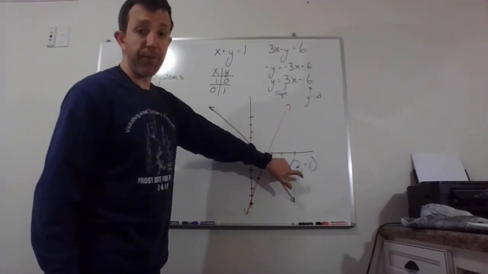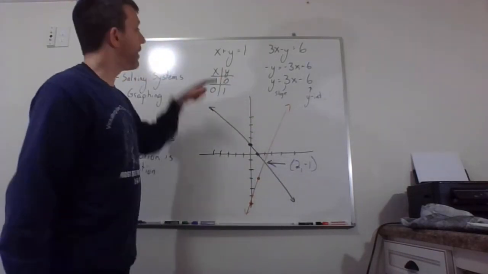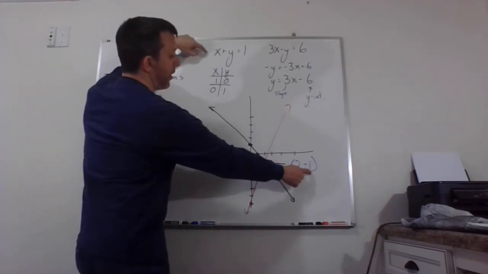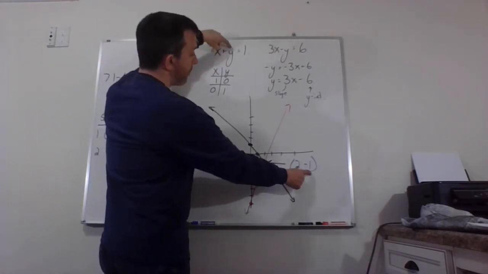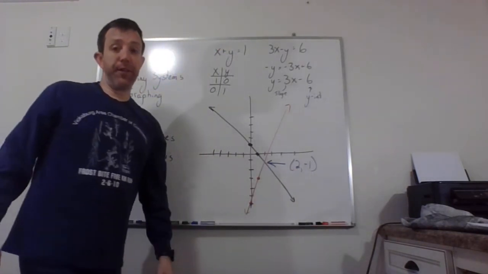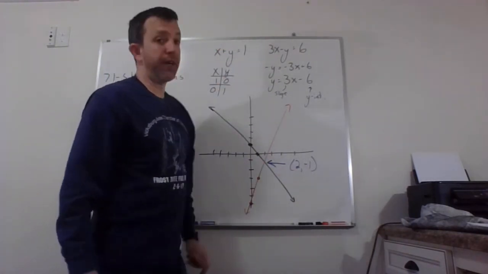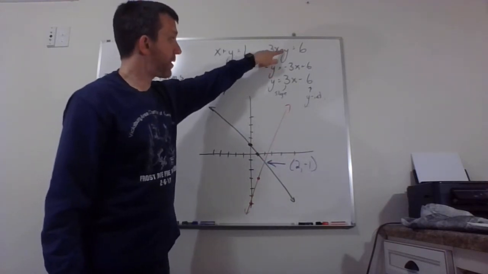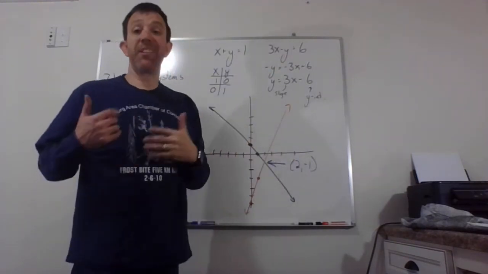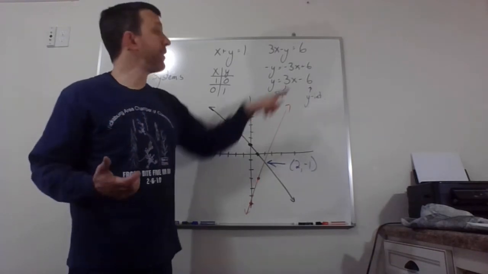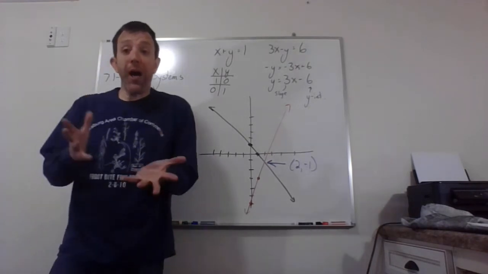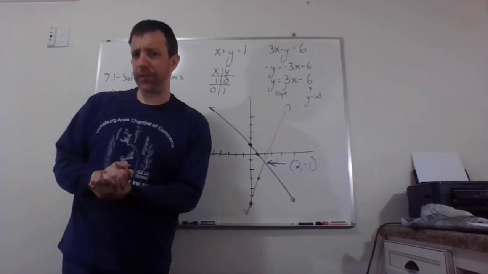This point should work for both. If you plug it back in, it works just fine here. If x is 2 and y is negative 1, 2 plus negative 1 does equal 1. No big deal there. But if you come over here and you plug it in, 3 times 2 is 6. 6 minus negative 1, remember, that's like adding 1. So 6 plus 1 should be 7. That's a 6. So what happened? Why did I not get a point that actually works?